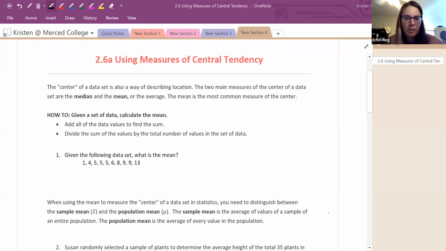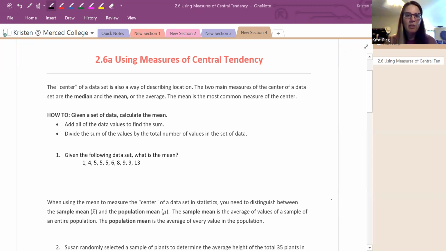So jumping into 2.6a, using measures of central tendency, the center of the data can be described in two main ways, which would be the median and the mean. And the mean is also called the average, but we call it the mean here. Mean is the most common, but the median is also helpful. So we'll talk about the median more in a little bit, but right now we'll talk about the mean.